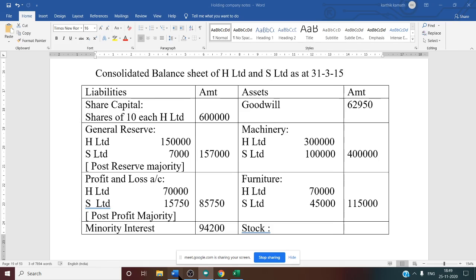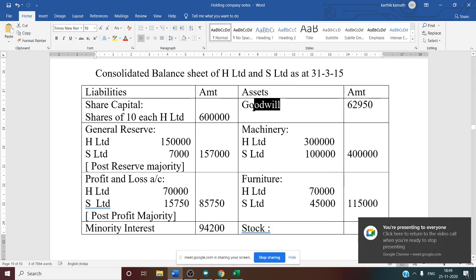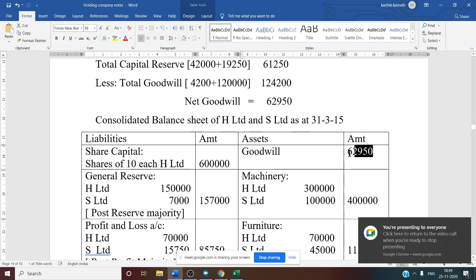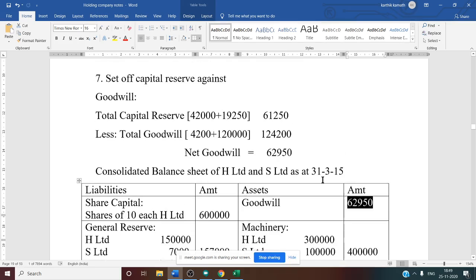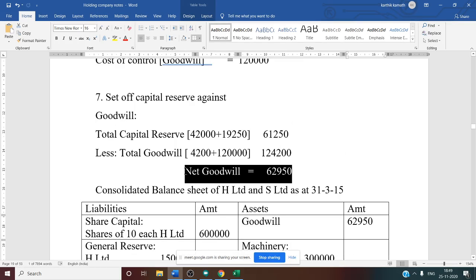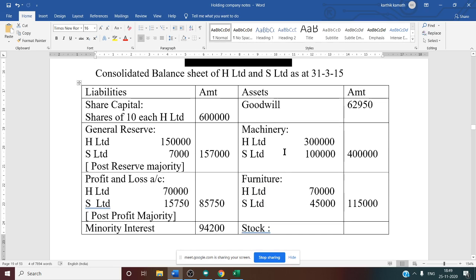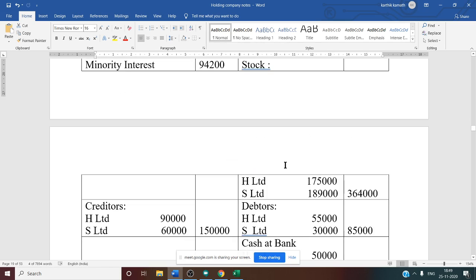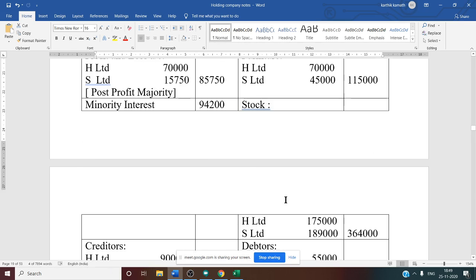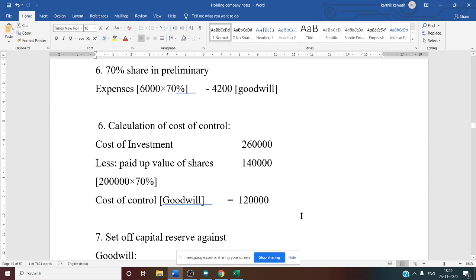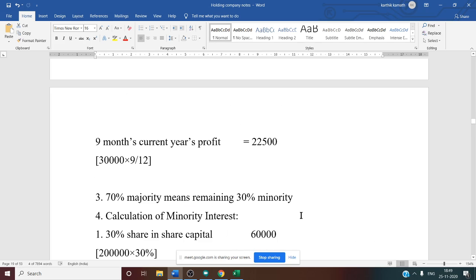So now let us see the asset side. Goodwill, if you see, 62,950. Why have we written 62,950? Because we have got a net positive answer. Net positive answer is equal to net goodwill. That is why we have to show it on the asset side. After that, machinery is there, furniture is there, stock is there, debtor is there, cash at bank is there. So all these you have to write combined. So once again, we'll move on to the question now.